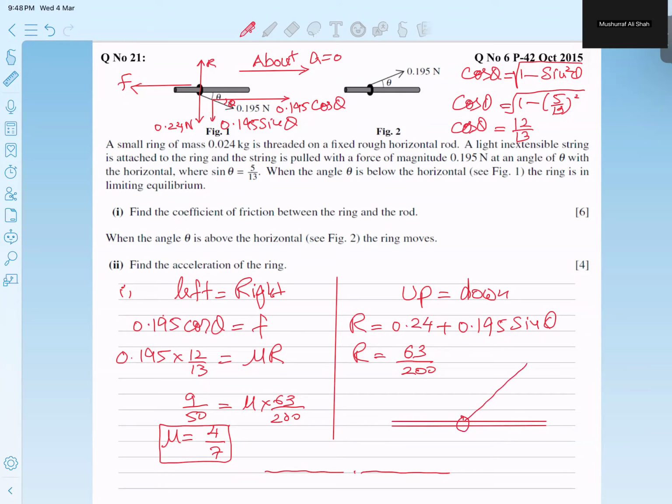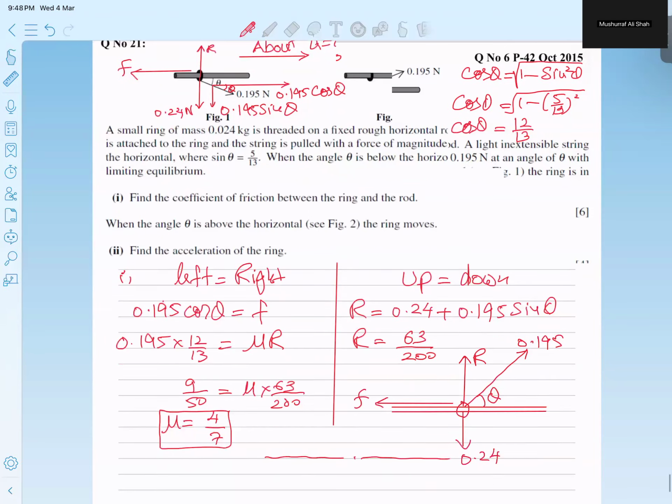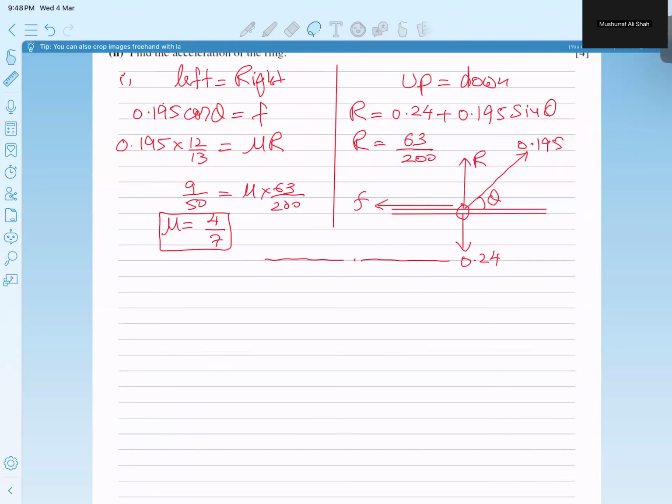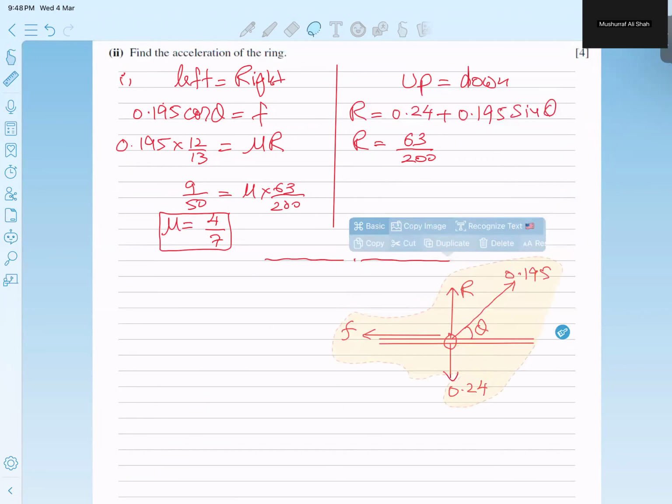Now the force is acting here, 0.195, and theta is given here, and friction is acting backwards. Okay, students, friction acting backwards. This is R component. This is R component. And what is this? There's a weight component which is very clear as 0.24. Okay, now we can bring this diagram down to get the complete picture further.